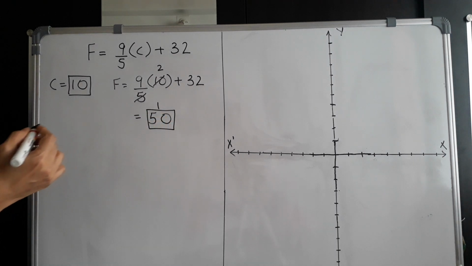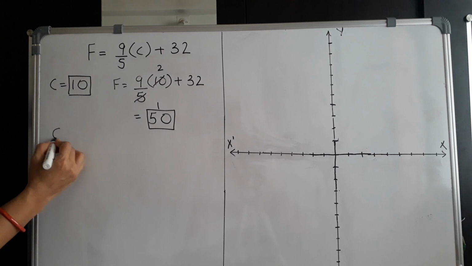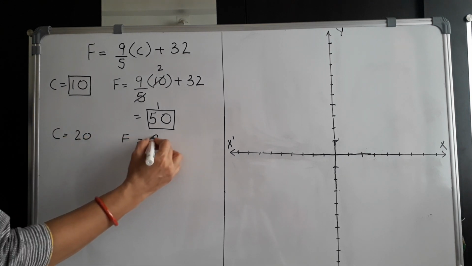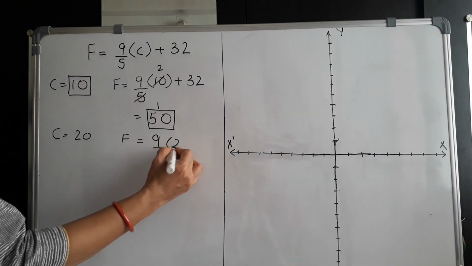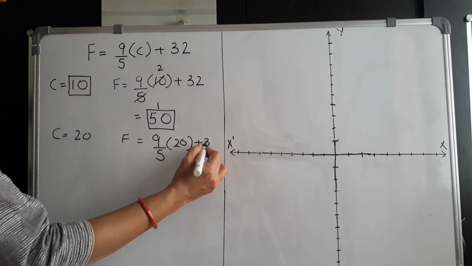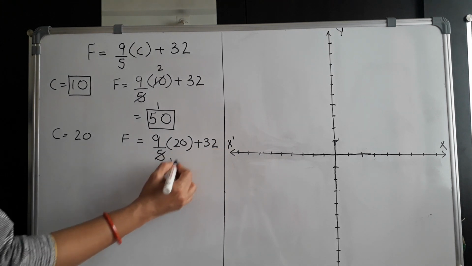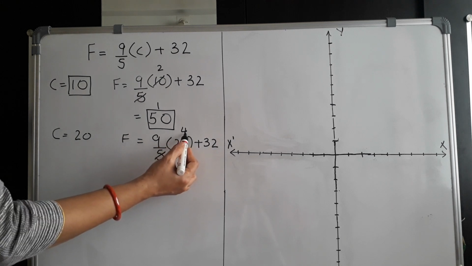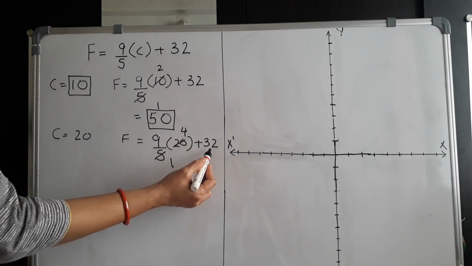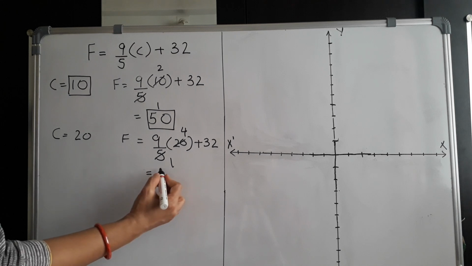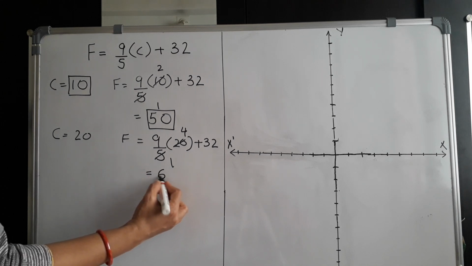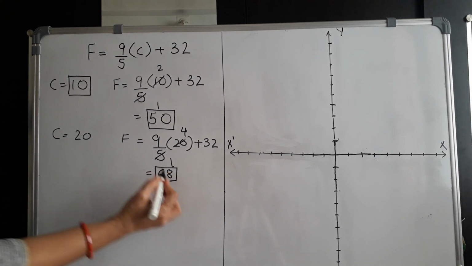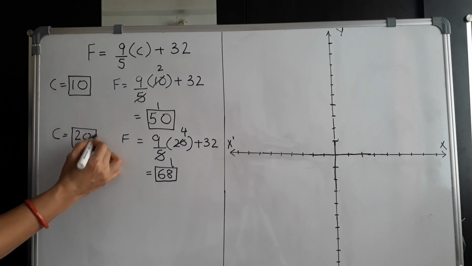Now let's take C as 20 suppose. Then the value of F is going to be 9 upon 5 into 20 plus 32. Again 5 ones are 5, 5 fours are 20 and you get 9 fours are 36 plus 32, which gives you 68. So the other two values you are going to plot are 20 and 68.